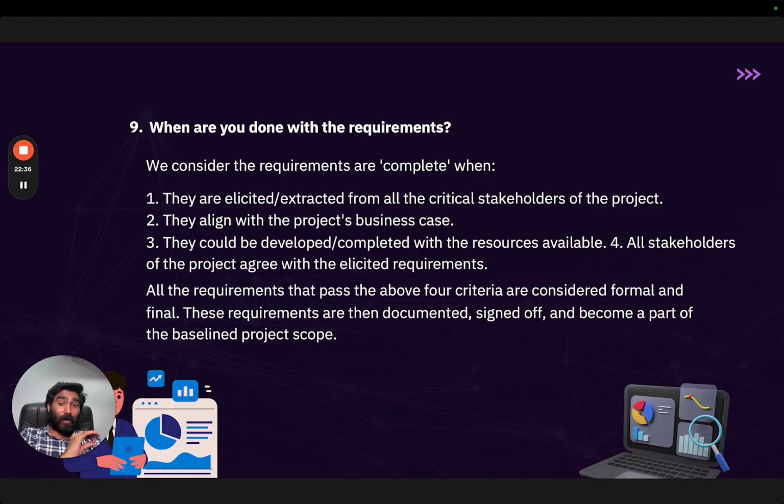Again, it's very important, guys. If you don't have the resources and you commit, it will be difficult for you. So make sure you have evaluated everything before giving the final confirmation to your stakeholders. And the fourth one is that all stakeholders of the project agree with the elicited requirements. Whatever requirements you have received or confirmed, make sure that everyone has agreed.